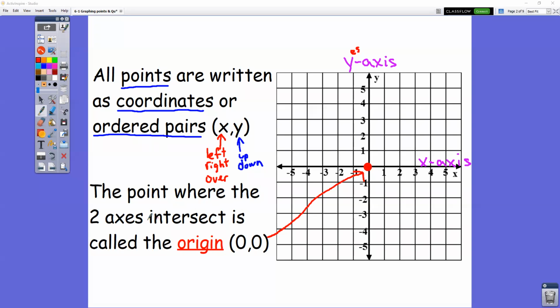The point where the two axes intersect is called the origin. This point right here in the middle is the point (0, 0). That point is (0, 0) right in the middle. That is called the origin.